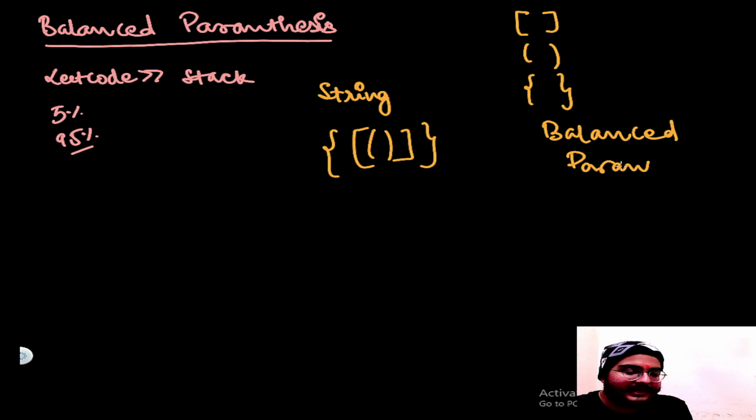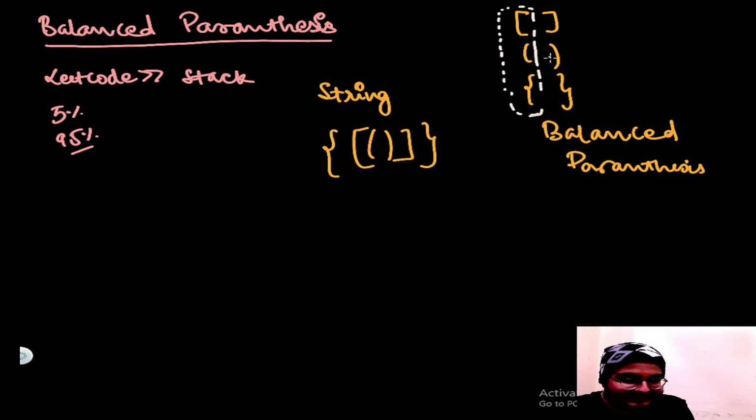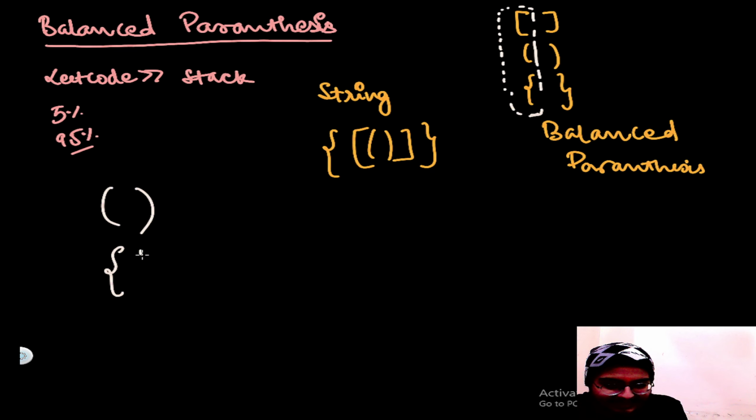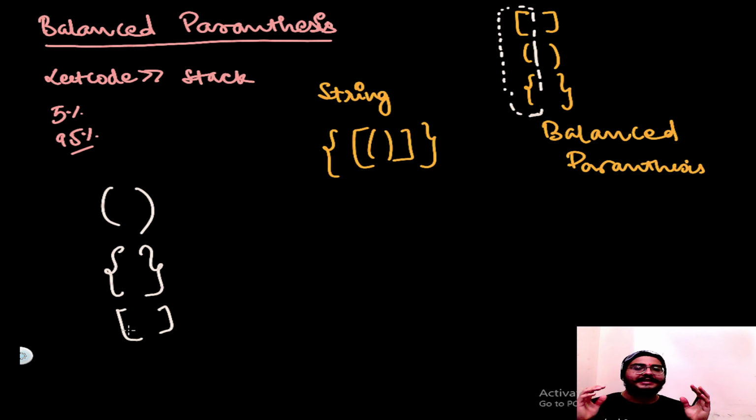Now what do I mean by balanced parenthesis? It means that whenever you see an opening bracket, these are the opening brackets, there should be a balanced closing bracket. What do I mean? If you see this bracket, there should be this bracket. If I see this bracket, there should be this bracket, and if I see this bracket, there should be this bracket. It means that it should be balanced. Both the opening and closing should be balanced out.